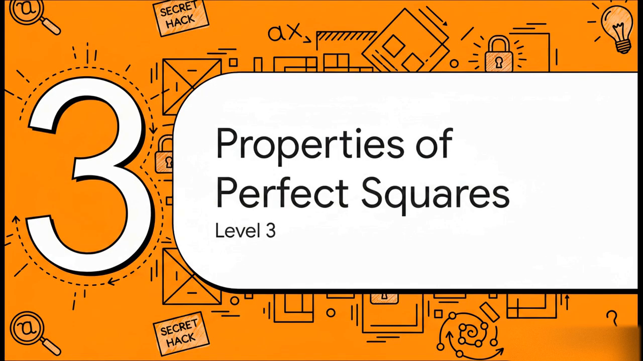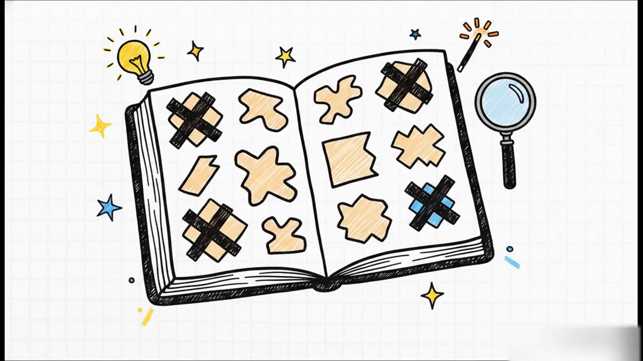Next up, level 3, properties of perfect squares. Okay, I absolutely love this part. We're going to unlock some secret hacks to instantly identify numbers that are definitely not squares, saving you from doing all that prime factorization math. These are your ultimate cheat codes. Check out these absolute rules. If a number ends in a 2, a 3, a 7, or an 8, it is never a perfect square. Just instantly cross it off your list.